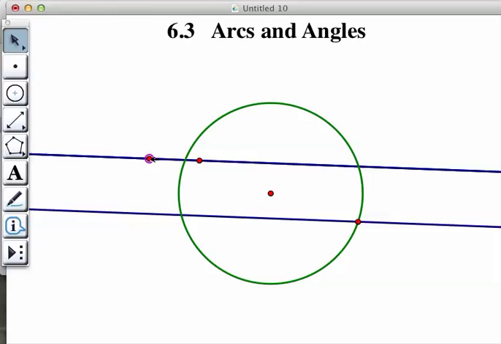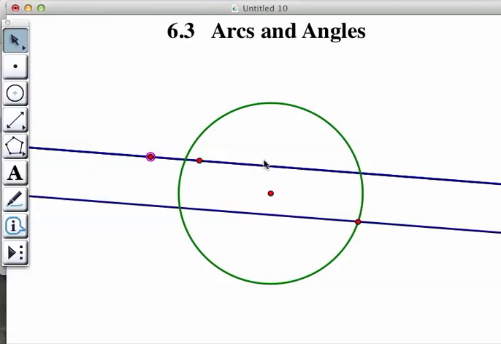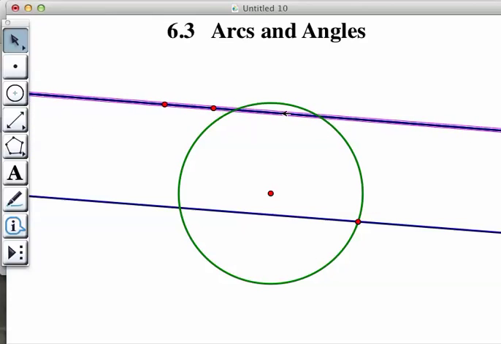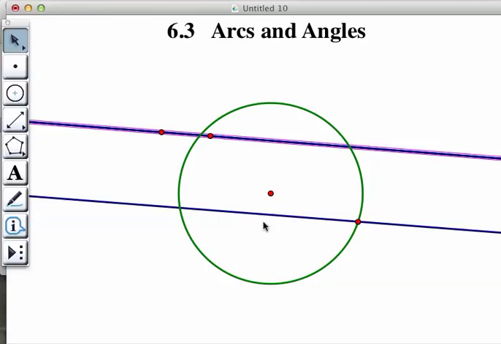Now there's a special relationship, let's see if you can see it, between the arcs and these parallel lines. Now if I move way out here, it's pretty obvious that arc is not congruent to this arc. And if I move it down a little bit, that arc changes measure, but this arc stays the same. So there's no measure relationship between the arcs outside of parallel lines. But what if I look at the arcs on the inside of parallel lines?